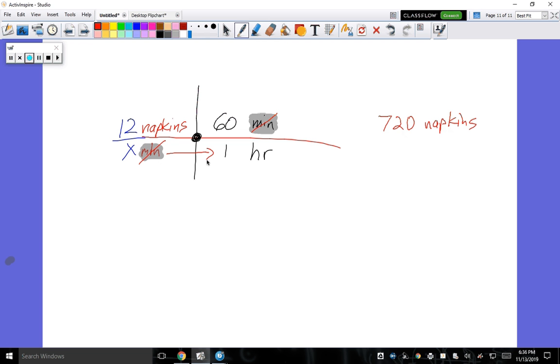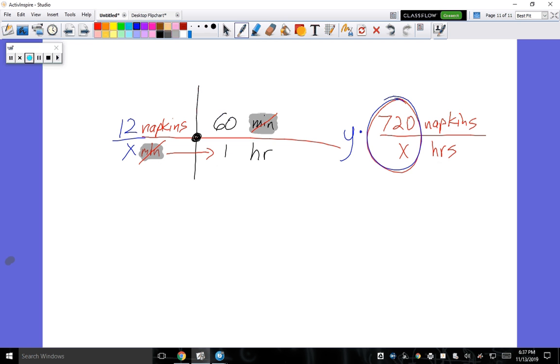And multiplying straight across on the bottom, I have what? Or X hours, right? So if I'm making 720 napkins over X hours, and I want to do this in y, what am I going to do? If I can do this many napkins per hour, you with me? And I want to know, okay, if I can do this many napkins per hour, how many could I do in y hours?